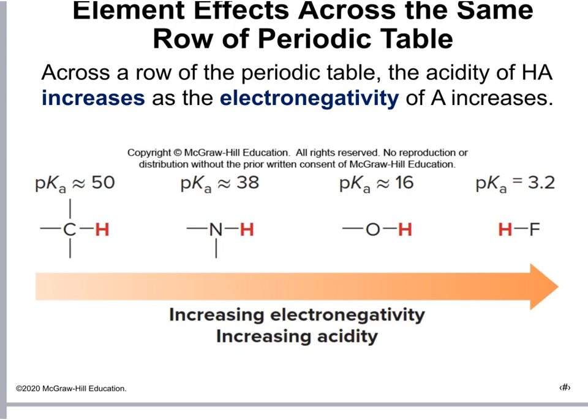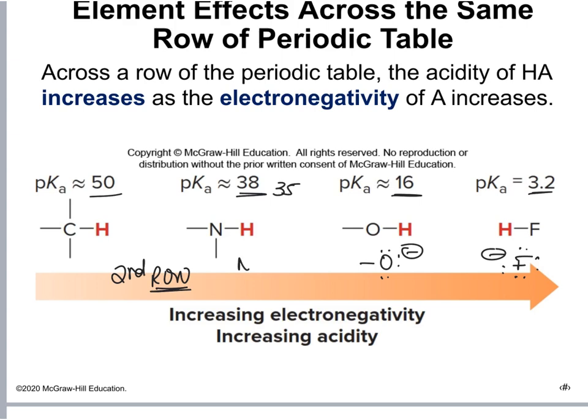Here we can see this going across the second row, second period. Methane has a pKa of 50. The nitrogen, I'd say about 35. Oxygen, 16. And then HF is about 3. So these are the conjugate bases we're looking at here.